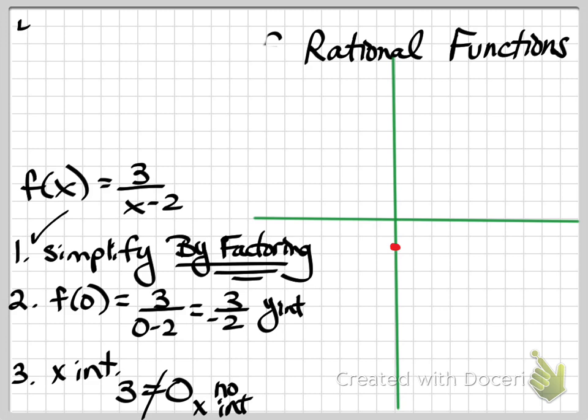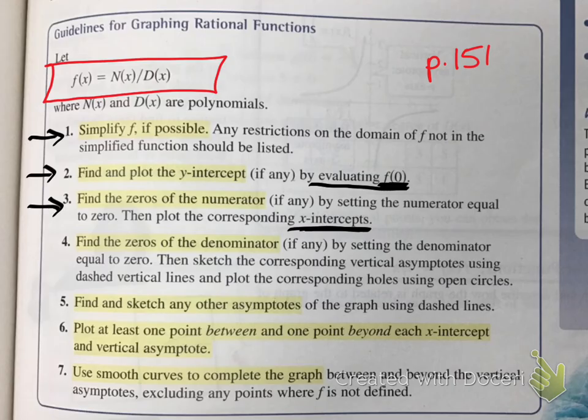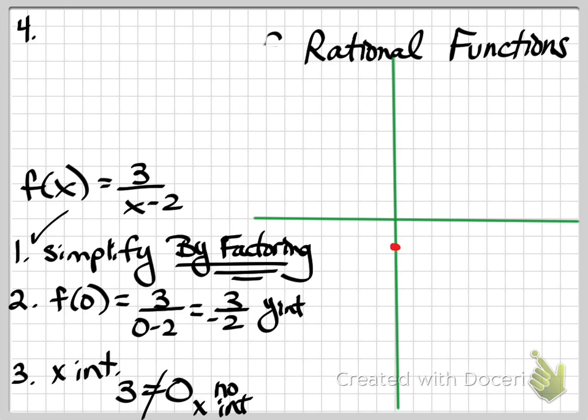Step 4. Find the zeros of the denominator, if any, by setting the denominator equal to 0. Then sketch the vertical asymptotes using dashed vertical lines and plot the holes using open circles. Okay, so we're going to set the denominator equal to 0.